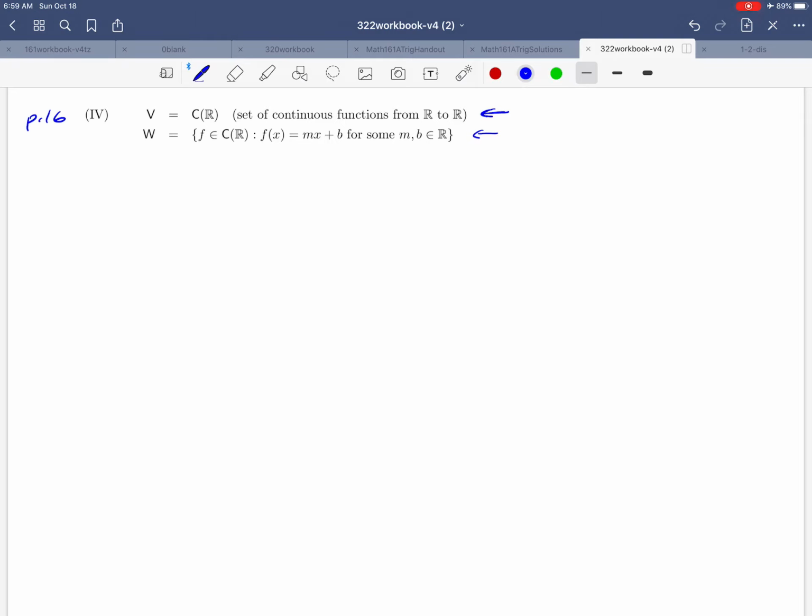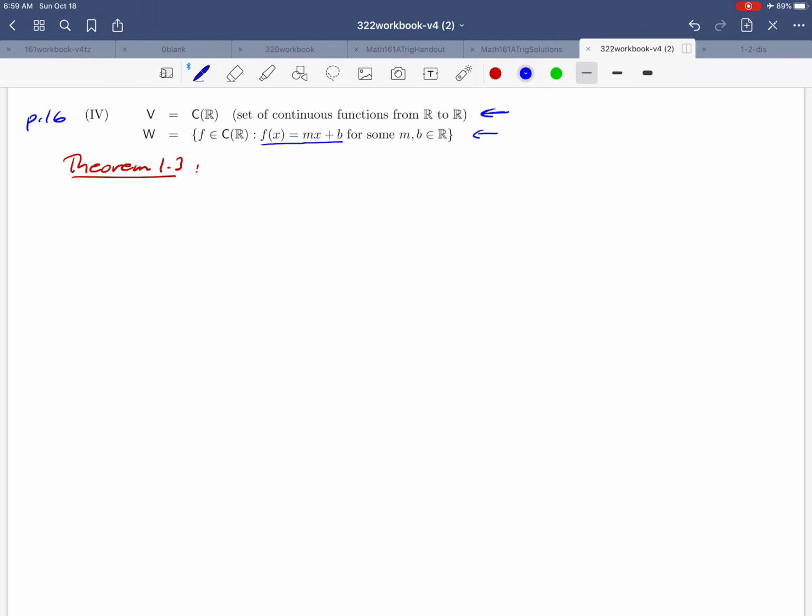Okay, well, what does W look like first? Well, it's the set of all functions that have the form mx plus b. Do you recognize that equation? That's really just the equation of a line. So we're asking the question, is the set of all linear functions a subspace of the set of all continuous functions? Well, as usual, we're going to use the tool, theorem 1.3. That's our standard tool anytime we want to answer a question about subspaces.